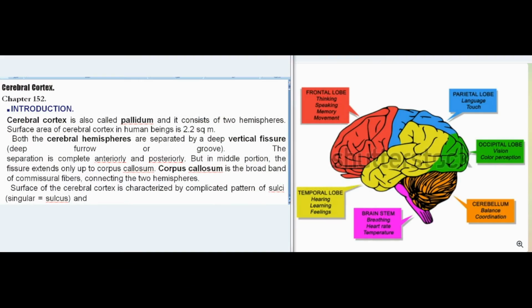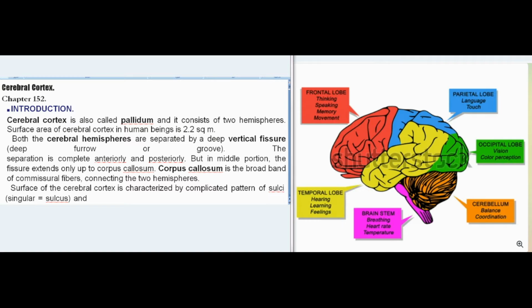Cerebral Cortex. Chapter 152. Introduction. Cerebral cortex is also called pallium and it consists of two hemispheres. Surface area of cerebral cortex in human beings is 2.2 sqm.